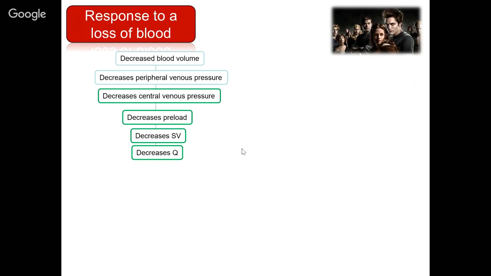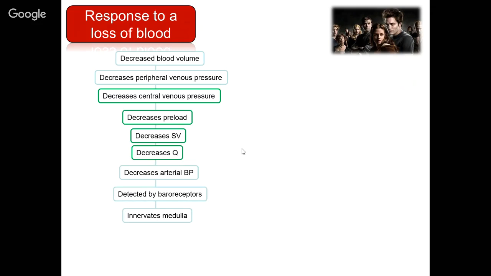If we have less central venous pressure, that means less is flowing back into the atria and thus into the ventricle, and thus preload is going down. Okay? This should be a bit of a review now. If preload goes down, that means stroke volume will go down because we filled the heart less. If stroke volume goes down, cardiac output will go down.